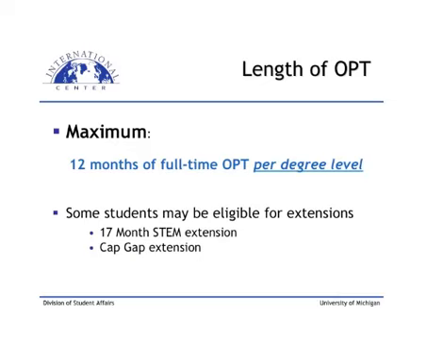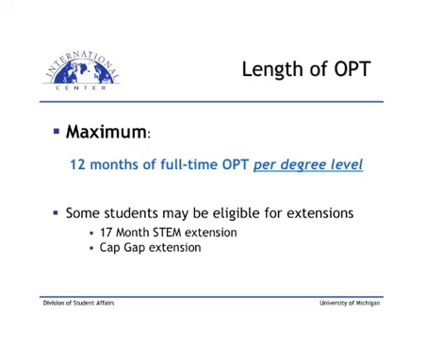Another example where you would be eligible for another 12 months is if you completed a master's degree in the United States, had been approved for 12 months of OPT for that master's degree, and then returned to school, came to the University of Michigan for a PhD degree, and that is the degree you are completing now. You are eligible for another 12 months because you will be completing a degree at a higher level. Therefore, you are eligible for an additional 12 months of OPT.